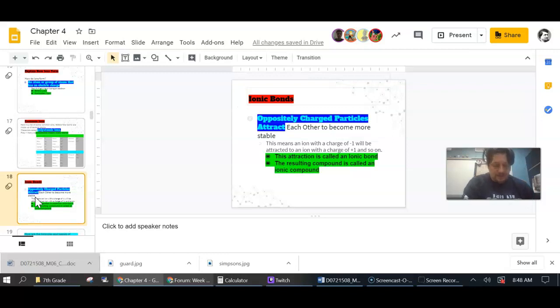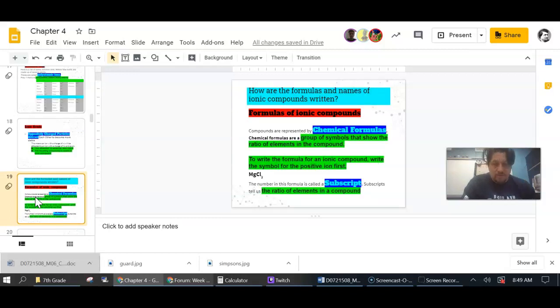Now, an ionic bond is where oppositely charged particles are attracted to each other. Negative plus a positive. Opposites attract here. This is called an ionic bond, and what the bond forms between the 2 different elements is called an ionic compound. So the bond is where they stick together.